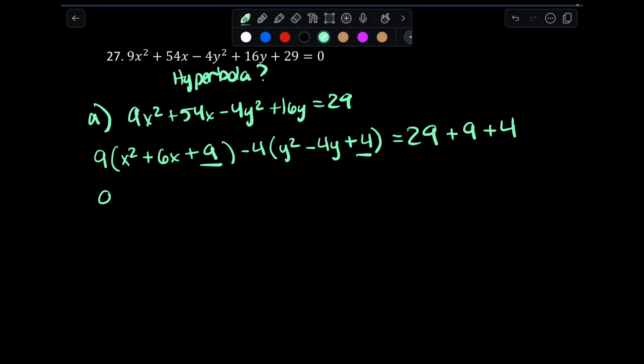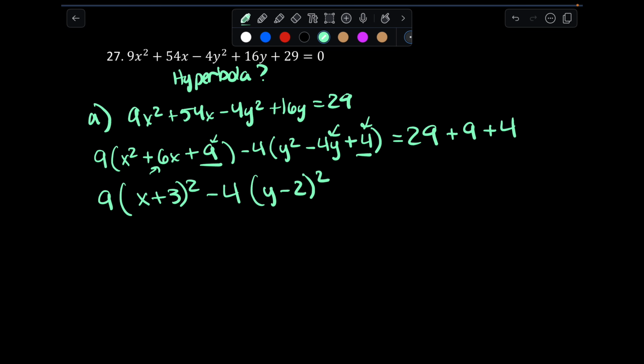Okay, so we have 9 times, when we create our squared binomial, we have a positive 6 and a positive 9. That's going to be 3. So we have x plus 3 squared. And then we have our minus 4. We have a negative 4 and a positive 4. So this is going to be y minus 2 squared.